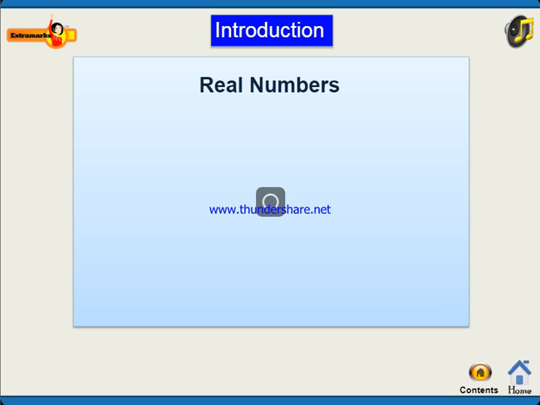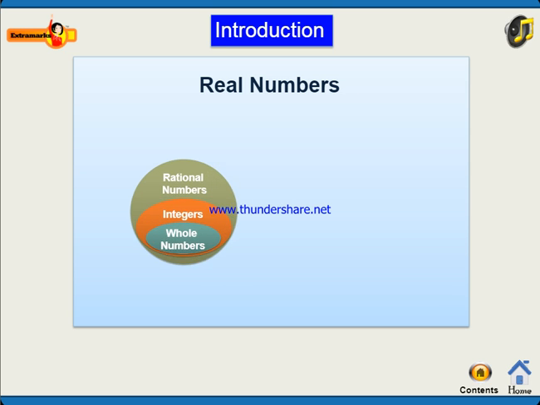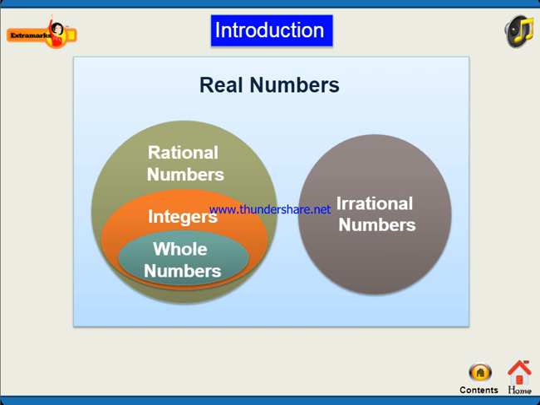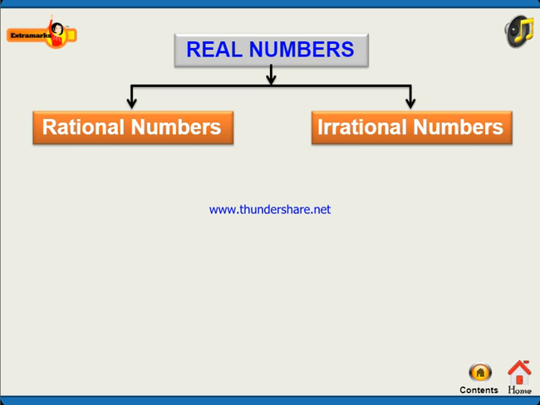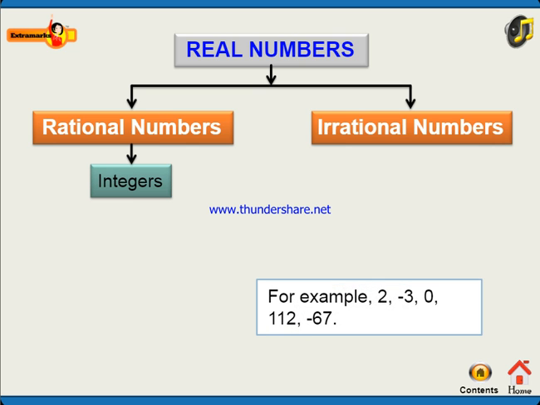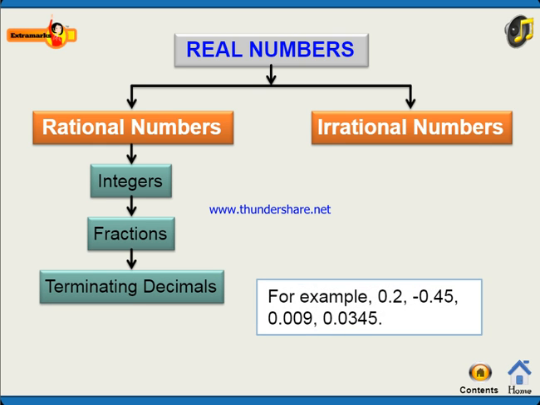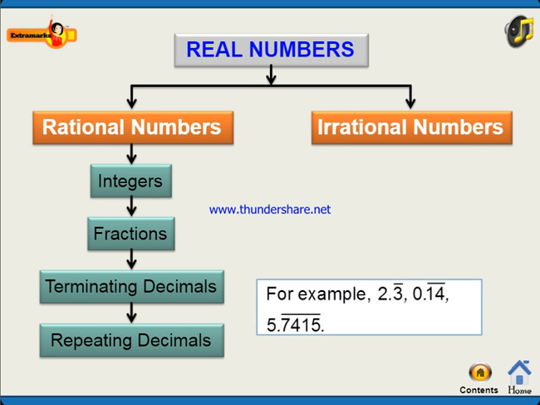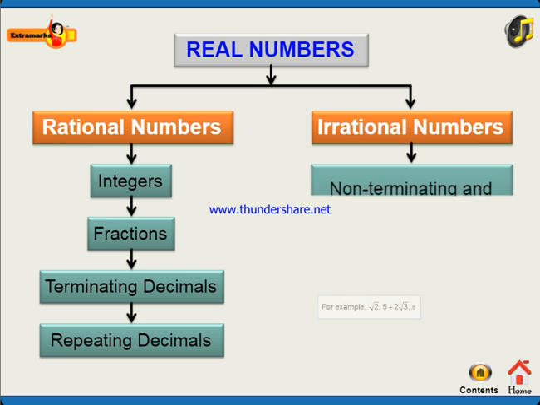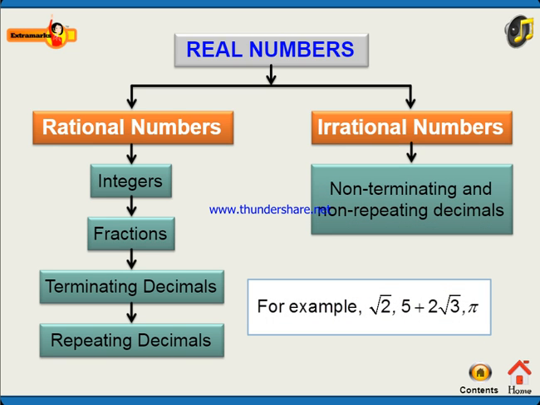Let us recall the set of real numbers. This set contains the set of rational and irrational numbers. We know that rational numbers are integers, fractions, terminating decimals, and repeating decimals. Irrational numbers are non-terminating and non-repeating decimals.